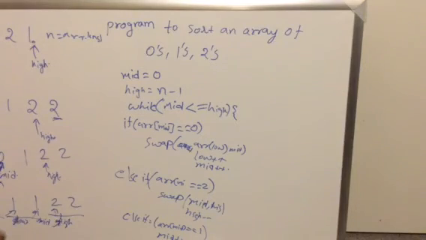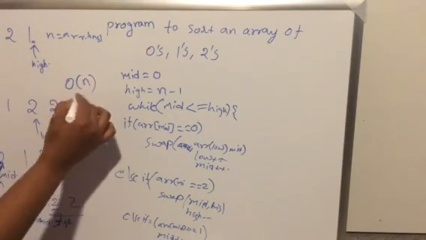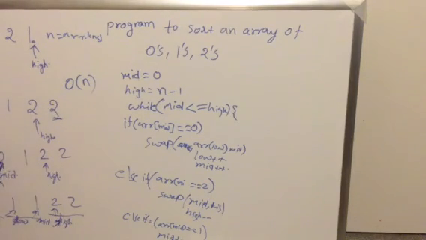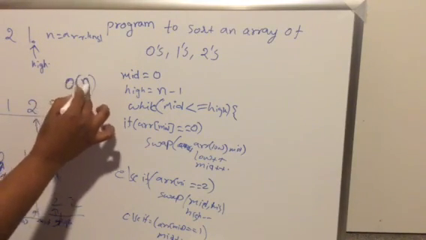The time complexity for this problem is O of n, because we go through the array only once, comparing the elements, and the complexity is O of n.